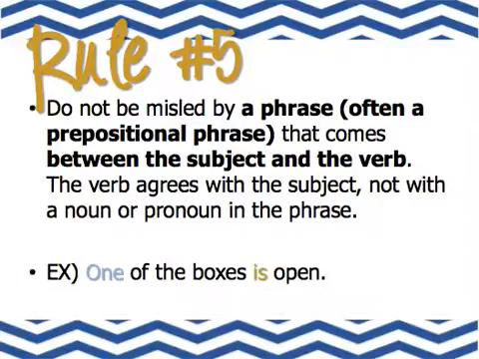Rule number 5, don't be misled by a phrase, normally a prepositional phrase, that comes between the subject and the verb. The verb should agree with the subject, not with the noun or pronoun that's in the phrase. So in the example, one of the boxes is open. Of the boxes is our prepositional phrase, and it's coming between the subject one and the verb is. But you want your verb is to agree with the subject, which is one, which is singular, rather than boxes, which is plural. So it should say one of the boxes is open, rather than one of the boxes are open.